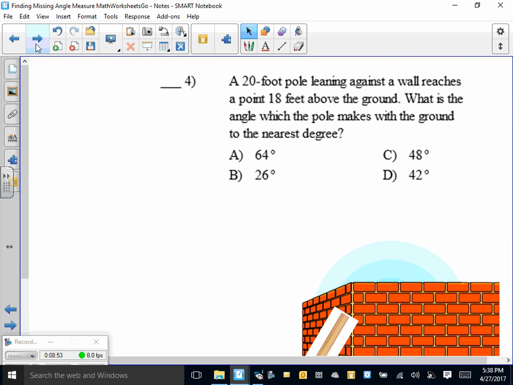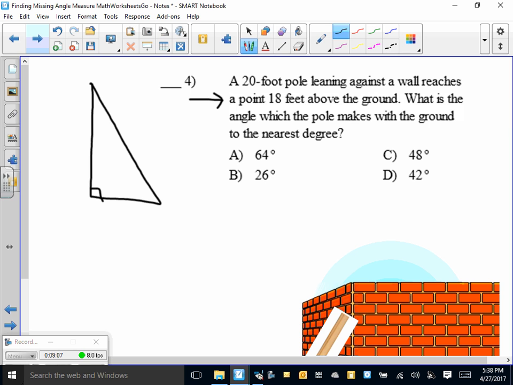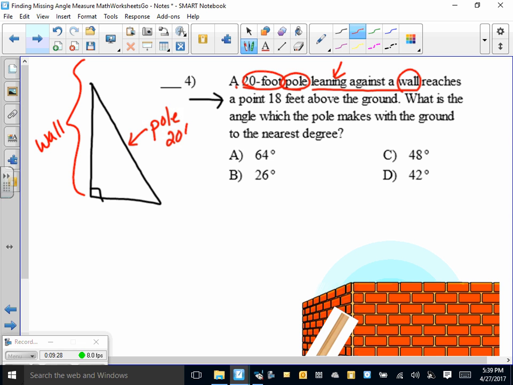Then, we're going to move to number 4. Number 4 was the new information we learned today, because it asks us to find an angle. So we're going to start just like we did before. Before we read the problem, we're going to draw a right triangle. Then we're going to start reading the problem. A 20-foot pole leaning against the wall, so we know that this is going to be our pole like the previous problem, and it's 20 foot. We know that this is going to be the wall over here. Okay, so that means this part down here is the ground.